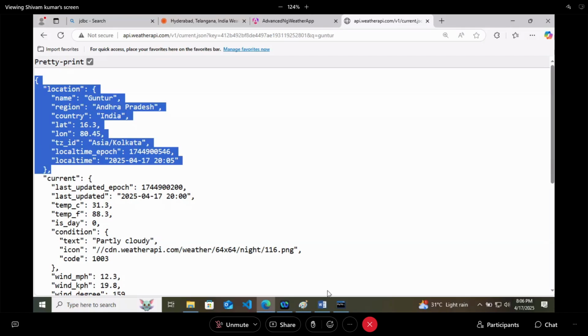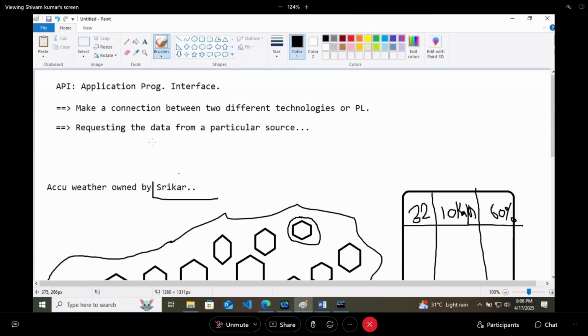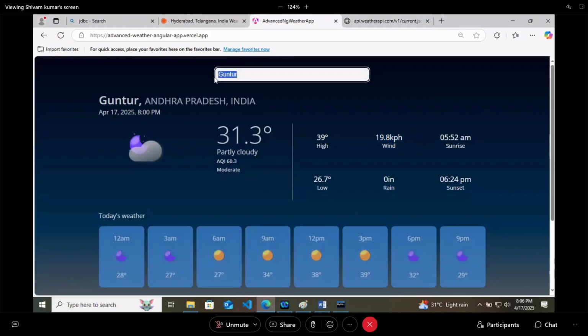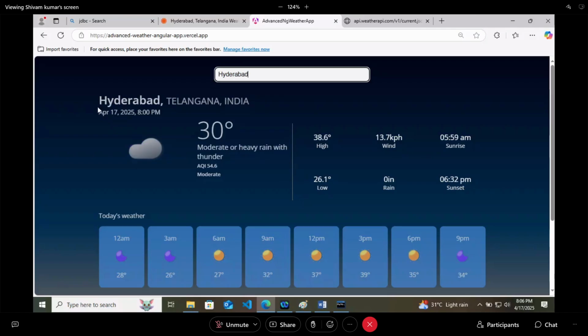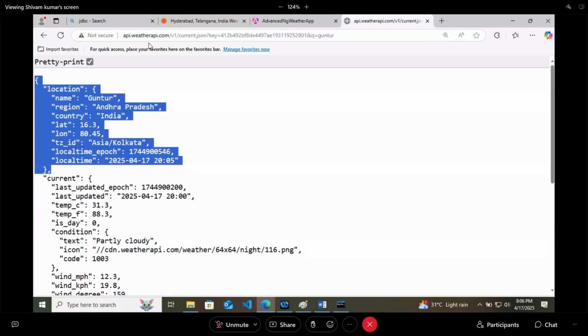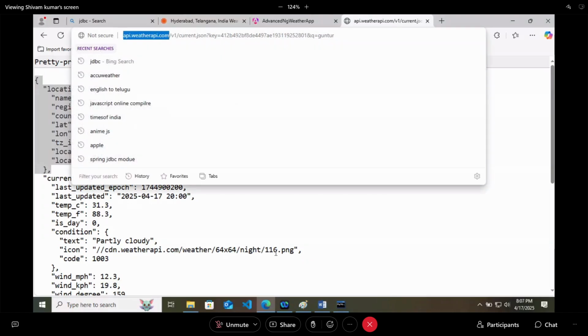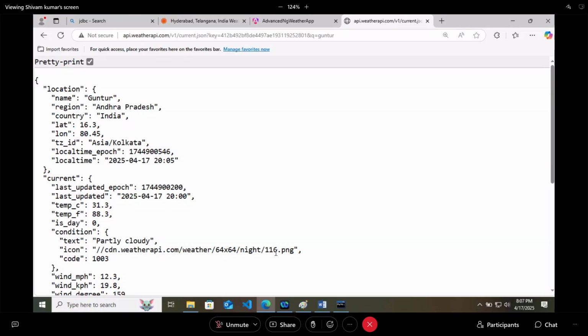So the same thing I have mentioned, requesting the data from a particular source. When I am writing Hyderabad here, I am requesting the temperature data of Hyderabad from the source. And what is the source? This is the source: api.weatherapi.com. It's a website. They have already installed the server. So we are purchasing from them. Not purchasing, it's free. But that is how data comes.